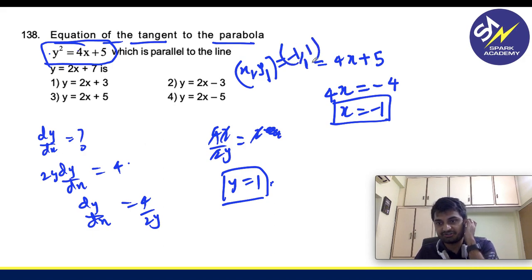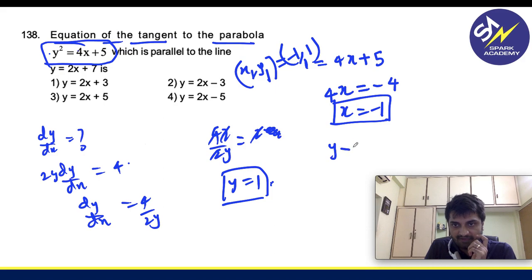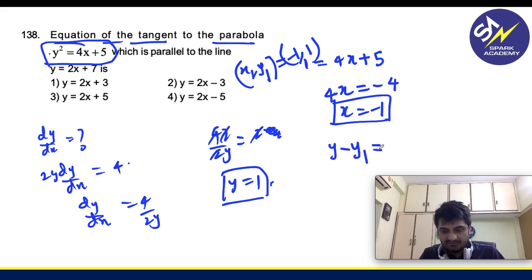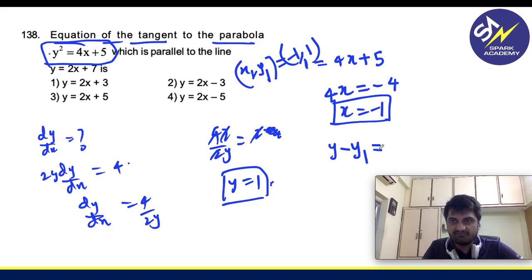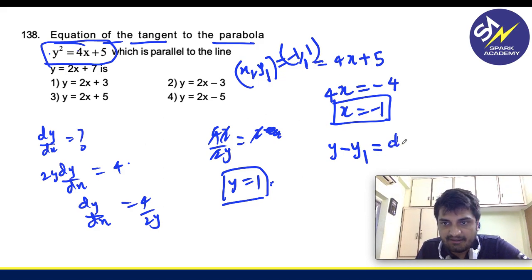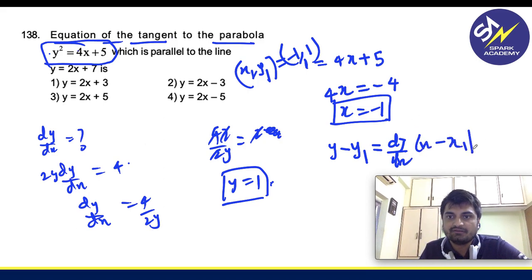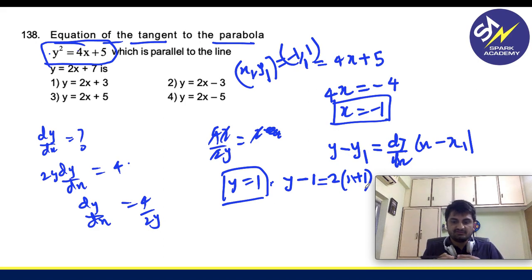Now I need to find out equation of tangent. What is equation of tangent? y minus y1 equals dy by dx, or slope, into x minus x1. So this will be y minus, what is your y1? y1 value is 1. dy by dx, slope, should be the same here. So this should be 2. x minus x1 is x plus 1. This is what we need to get, guys. So once we get this, simplify, you'll get your answer.